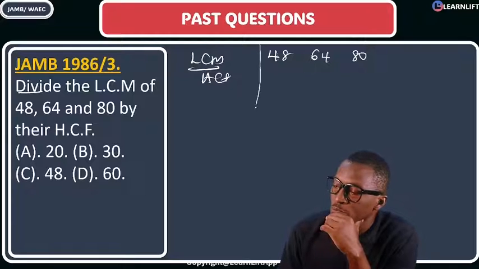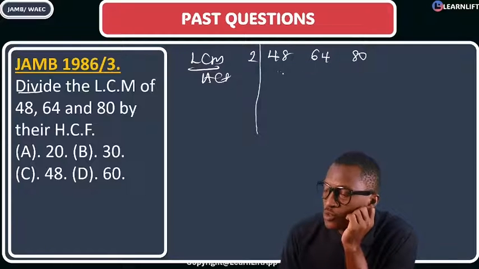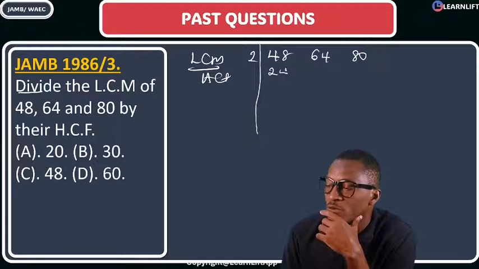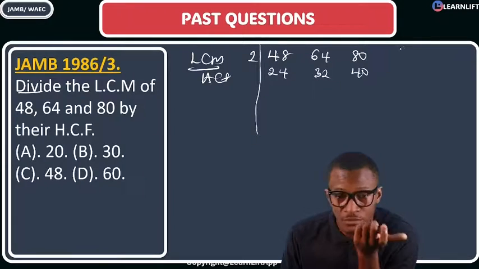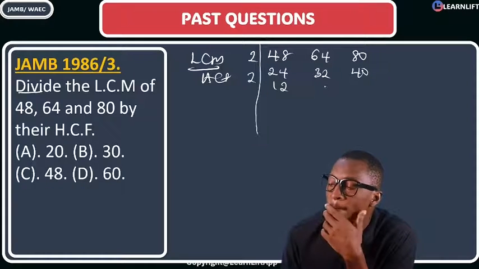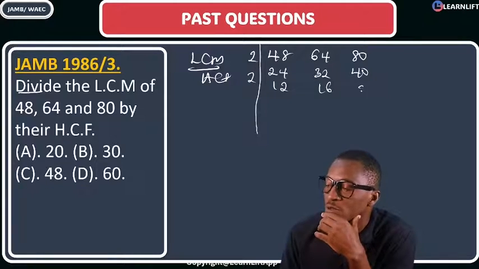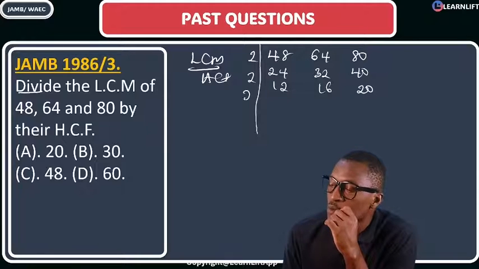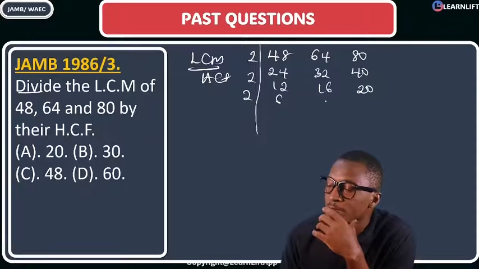80. So let's do. So 2 here can go. 2, that will give us 24, right? Here will give us 32. Here will give us 40, right? So 2 can still go. 2 here will give us 12. What will 2 here give? 16. 2 here will give us what? 20. What will 2 here give? 2 here will give 6. 2 here will give 8. 2 here will give 10.